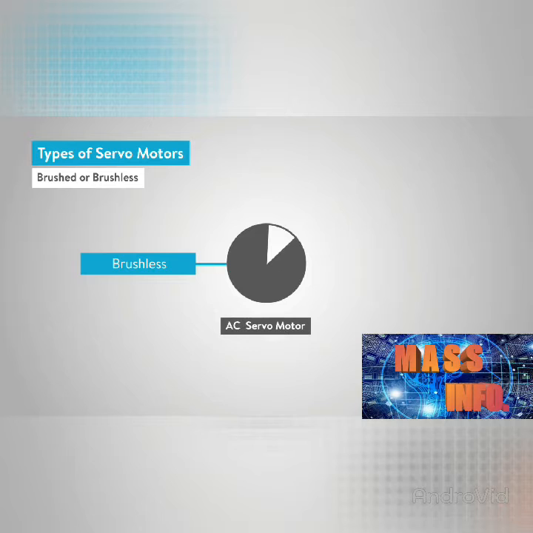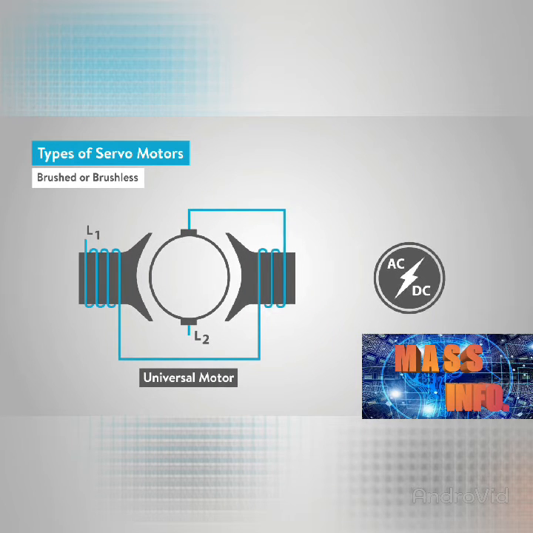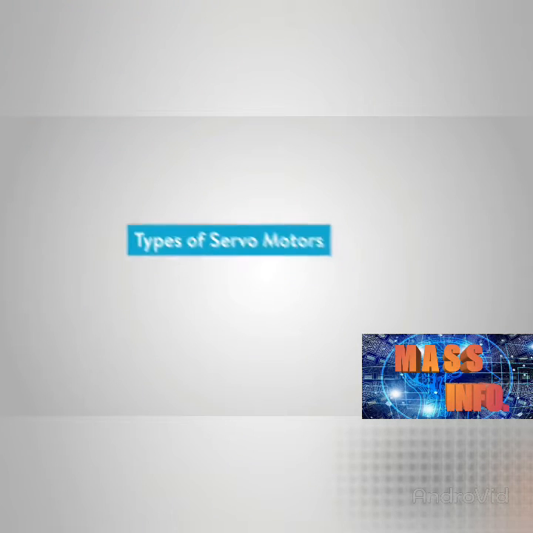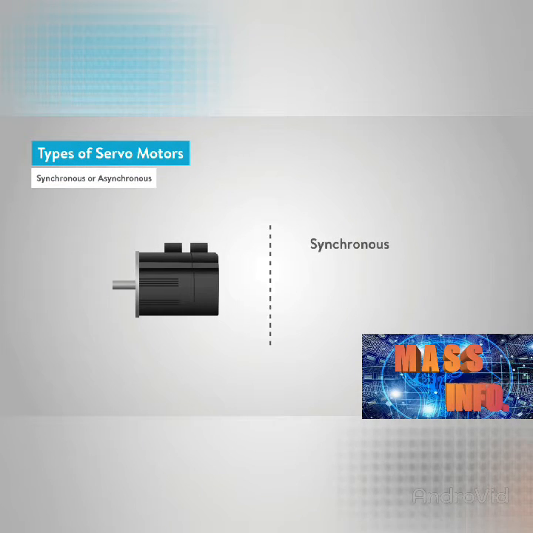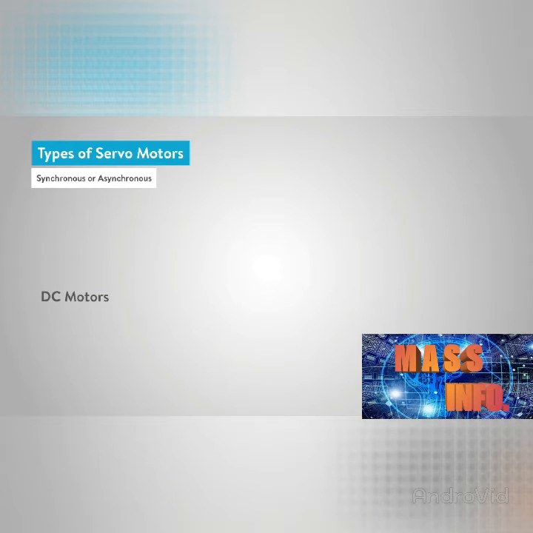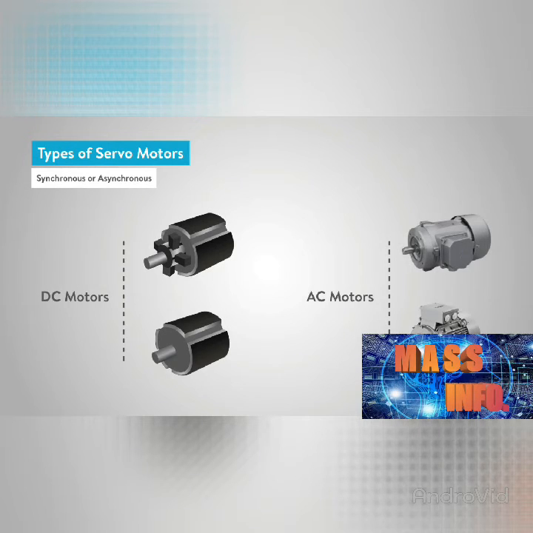AC motors are generally brushless, although there are some designs, such as the universal motor, which can run on either AC or DC power, that do have brushes and are mechanically commutated. And the final classification to consider is whether the servo motor application will use a synchronous or asynchronous rotating field. While DC motors are generally categorized as brushed or brushless, AC motors are more often differentiated by the speed of their rotating synchronous or asynchronous field.